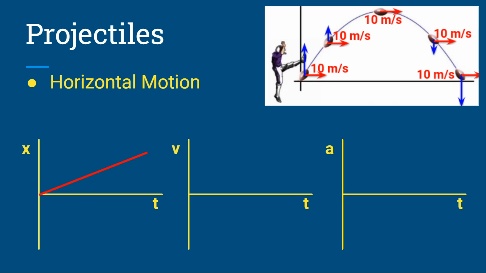My velocity time graph, I'm going to have a horizontal line because my velocity is 10 and it's still 10 and it's still 10 the entire time. Positive 10. Acceleration, 0. There is no horizontal acceleration. Okay, and so that's what your horizontal graphs are going to look like for a projectile. This looks like any constant velocity graph that we learned in Unit 1, if we're just looking at the horizontal piece.